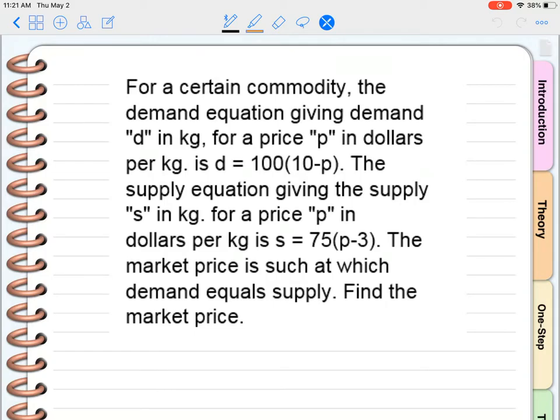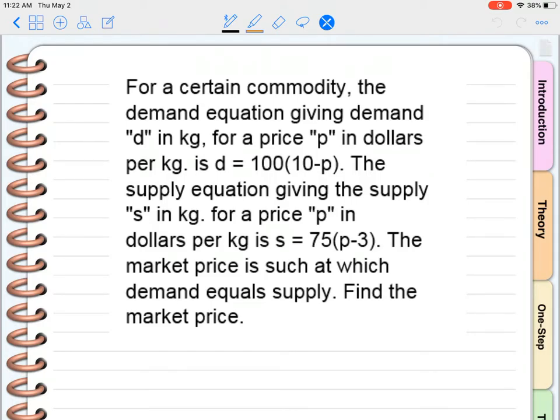We'll get it done. For a certain commodity or a certain product, the demand equation, giving demand D in kilograms for a price P in dollars per kilogram, is D equals 100 times (10 minus P). The supply equation, giving the supply S in kilograms for a price P in dollars per kilogram, is S equals 75 times (P minus 3). The market price is such at which demand equals supply. And we're supposed to find the market price.